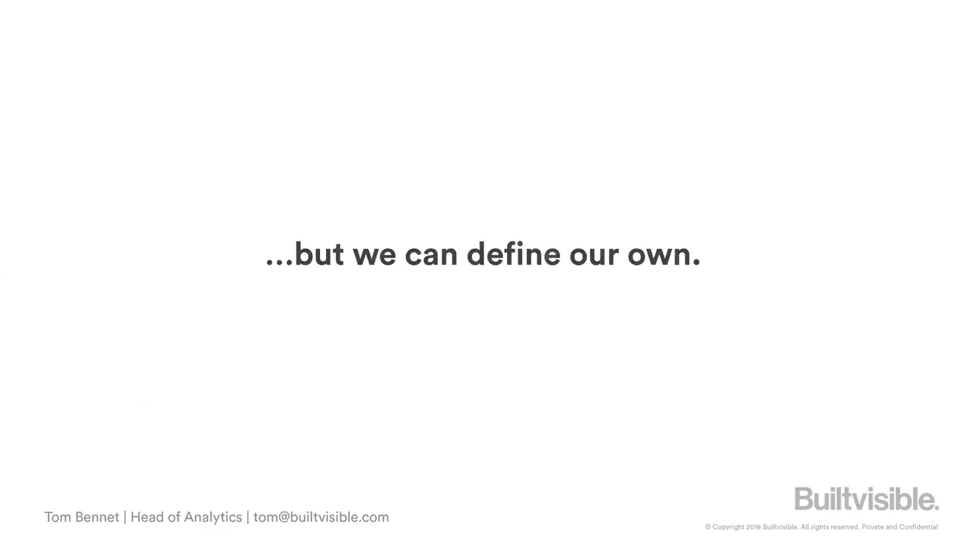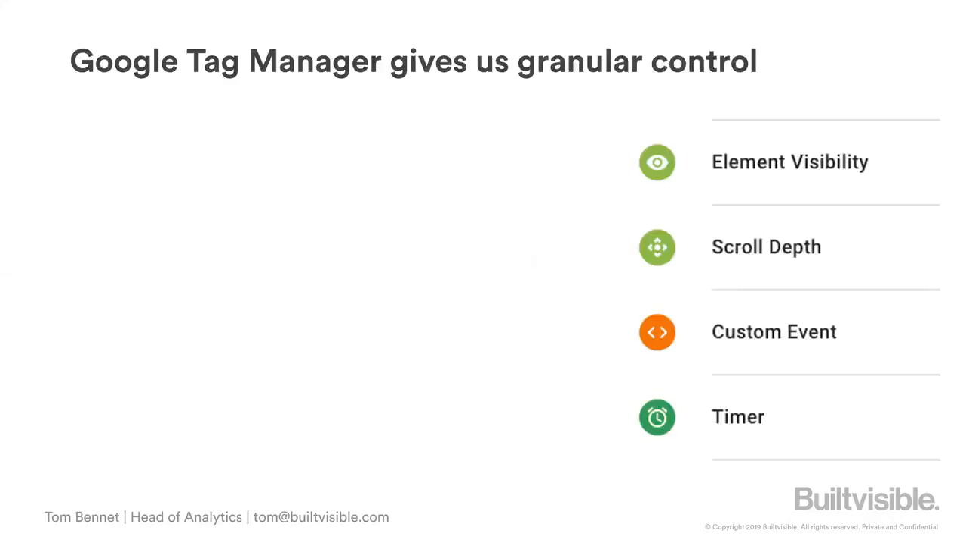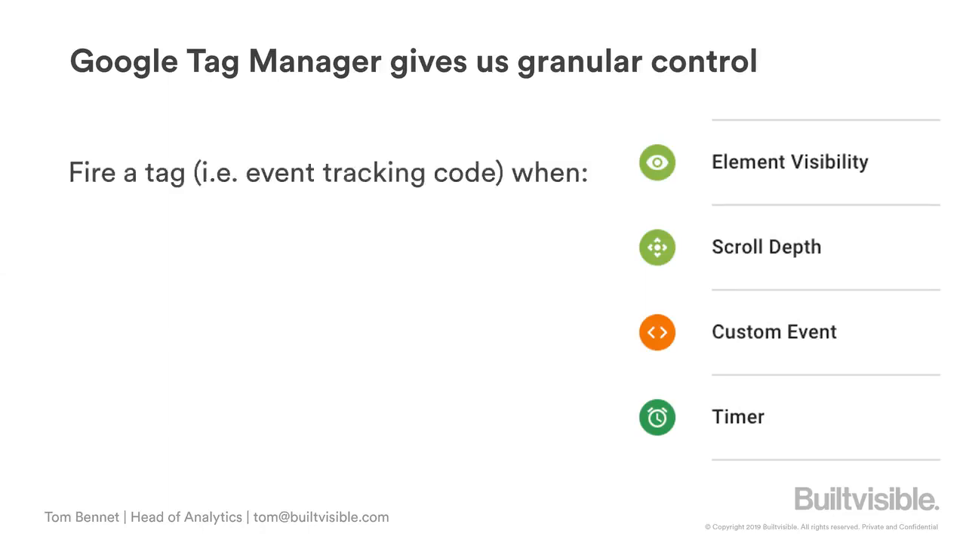The good news is we can define our own. We don't have to use standard engagement metrics from Google Analytics. Google Tag Manager, for instance, gives us the granular control to measure what we want. We can fire a tag, which fires an event to Google Analytics when an element is seen. So this could be when someone sees a call to action. If you've got this firing to GA, you can then look at the conversion rate of people that have seen the call to action versus people that have clicked.